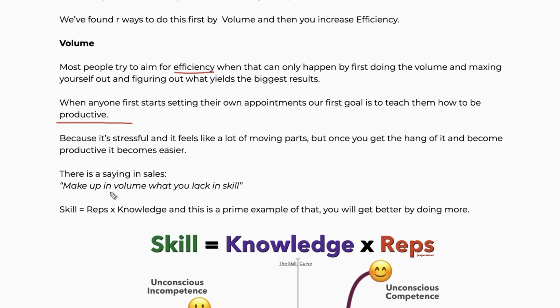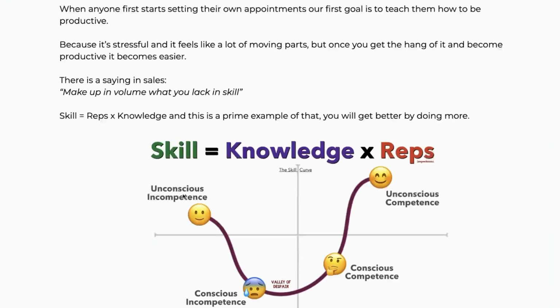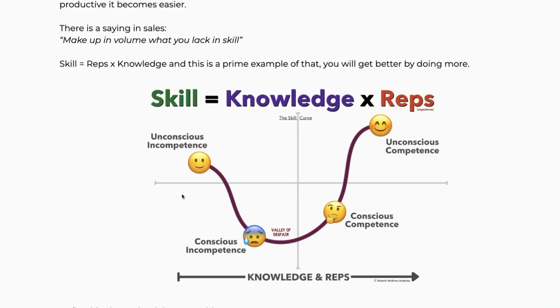And so at the beginning, we have the saying in sales: what you lack in skill, you make up in volume, right? And that's why skill equals reps times knowledge. And this is a prime example of that. And you get better by doing more. At the beginning, it's going to be unconscious incompetence because you don't know. Then when you know what it is that you're doing, it's going to be a deep point where you're like, everything's going to burn down. I don't want to do this.